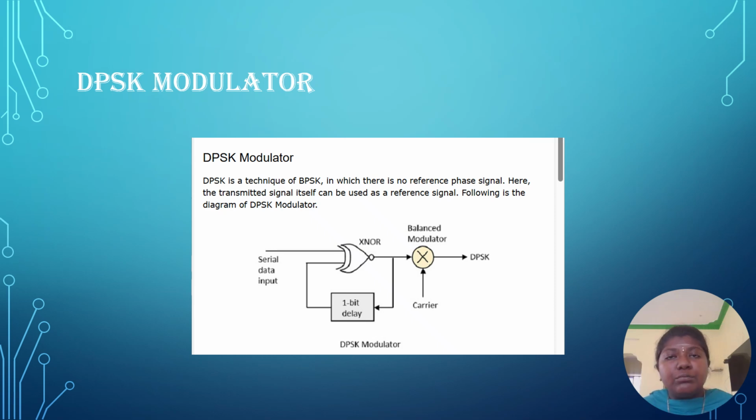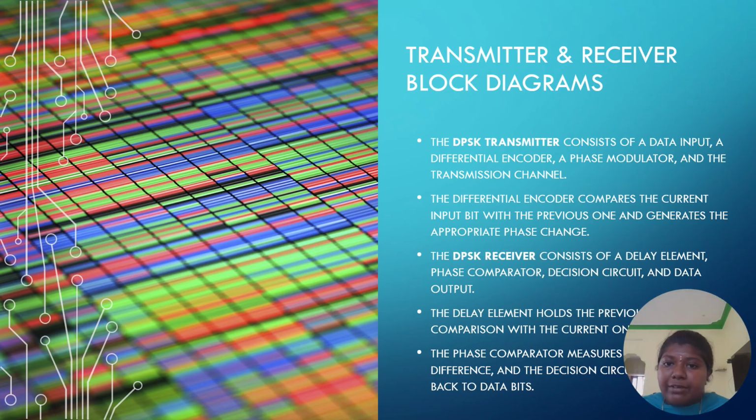The signal data input is the receiver input. If the external data input is the same, the output is 1. If the data input is different, the output is 0. The 1 bit delay means the current data is compared with the previous data for 1 bit delay, and then the balanced modulator carries the signal, and then the BPSK output is zeros and ones. That is the next slide: transmission and receiver block diagrams.